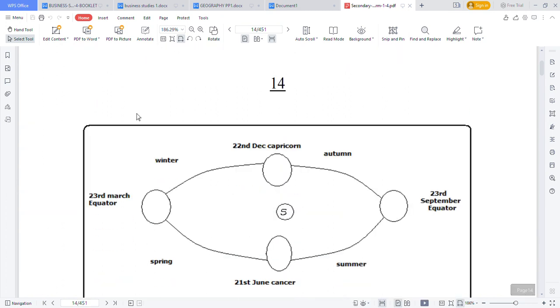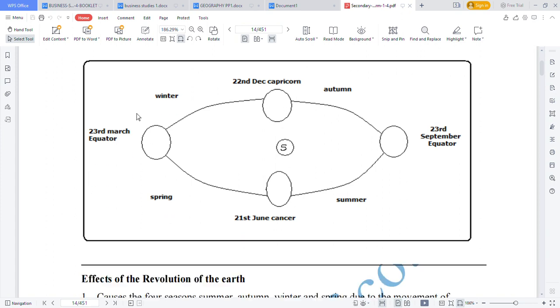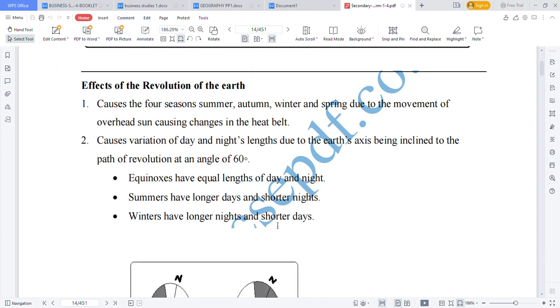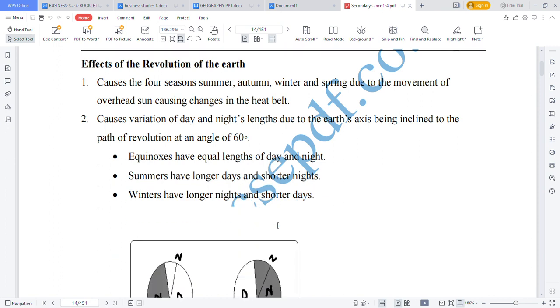So you have revolution of the earth. You can see 21st March, 23rd September, equinoxes, 22nd December, Capricorn, then you have 21st June, summer. What are the effects of revolution of the earth?